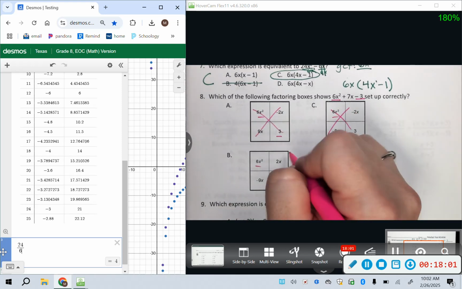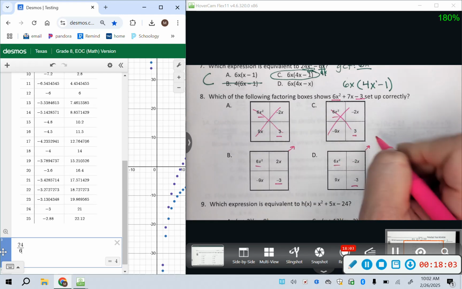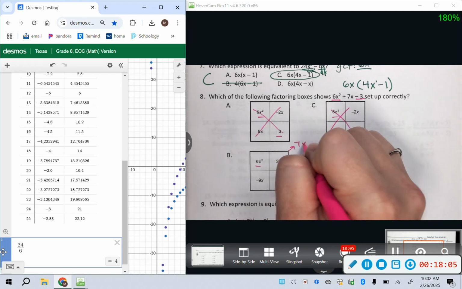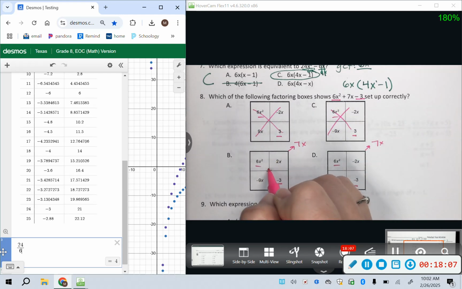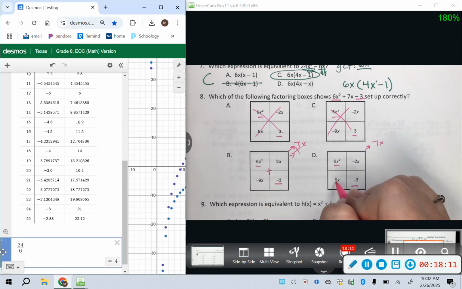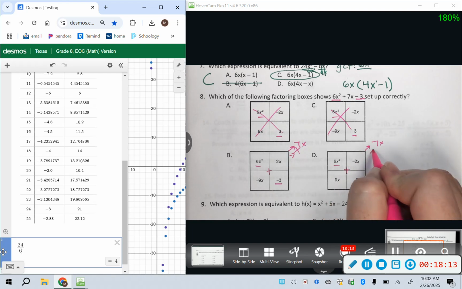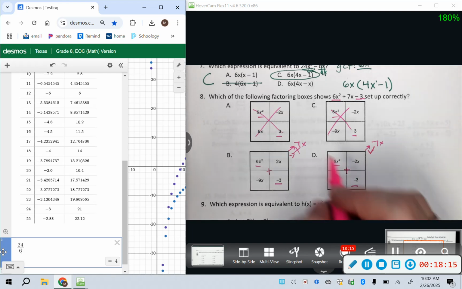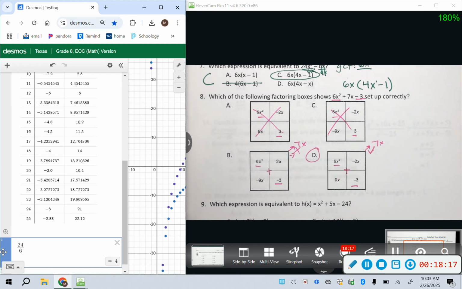And then remember, our diagonal is supposed to add to 7x. So negative 9 plus 2 is negative 7, so that does not match. 9 plus negative 2 is 7x, so we're good. So my answer is D. Okay, you could have also found your A, B, and C in the table.